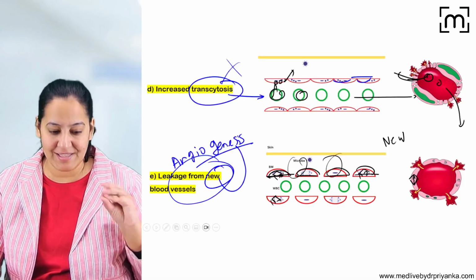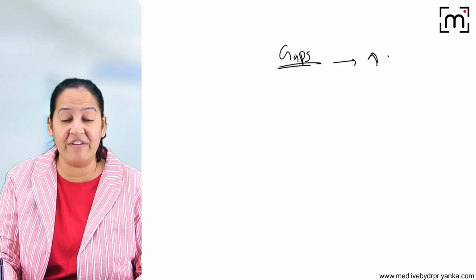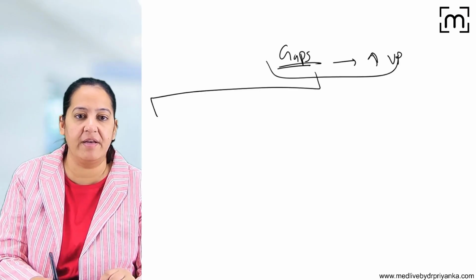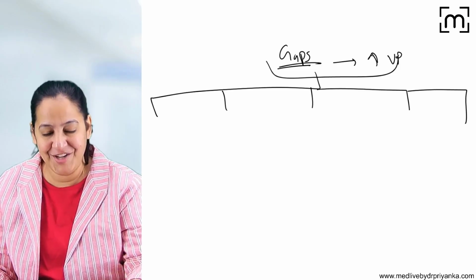So what are the 5 mechanisms? Can you enumerate how the gaps are created? Tell me the 5 mechanisms of gap formation. I mean, tell me the 5 mechanisms of increased vascular permeability. Can you enumerate the 5 mechanisms? 1, 2, 3, 4, 5. Enumerate them.